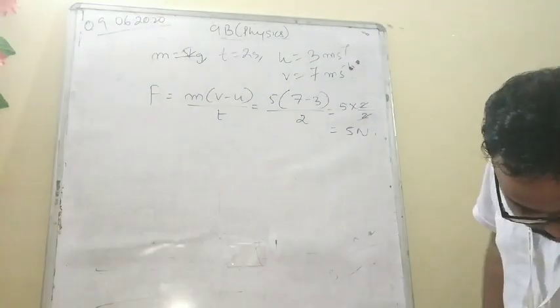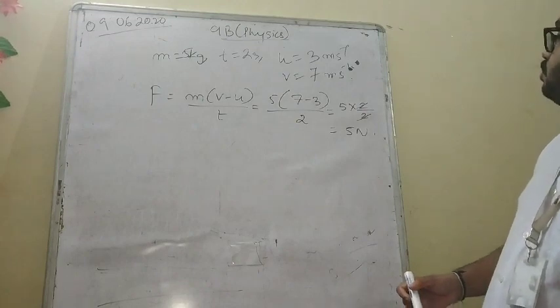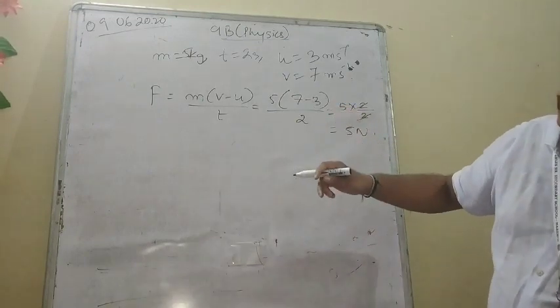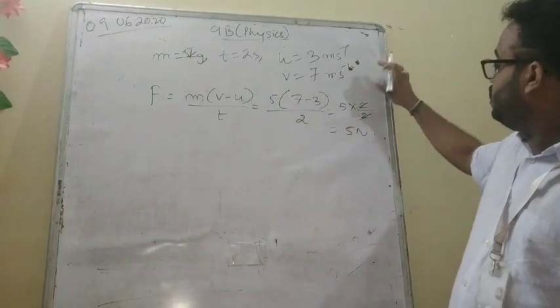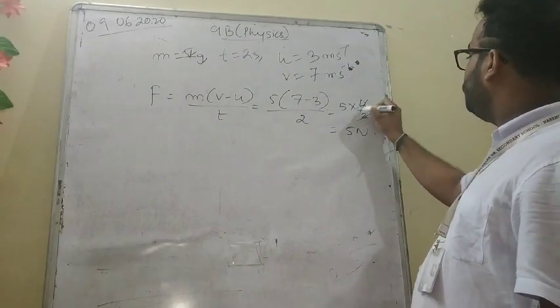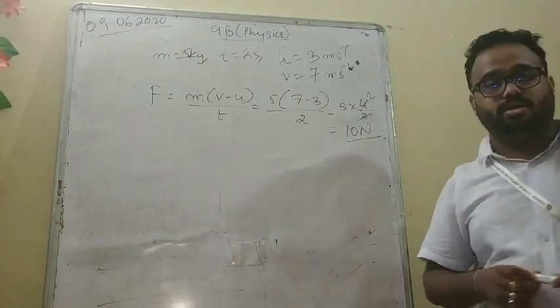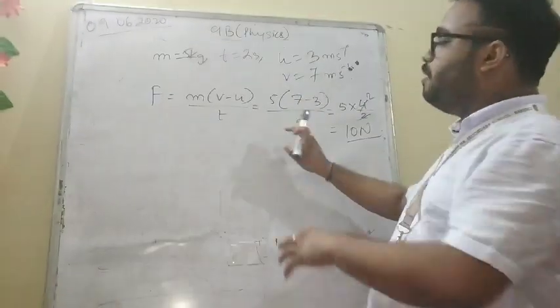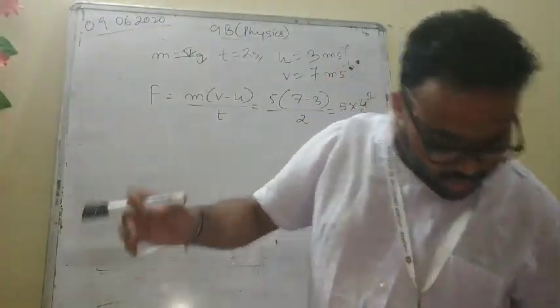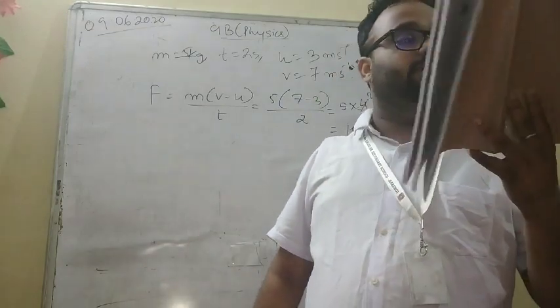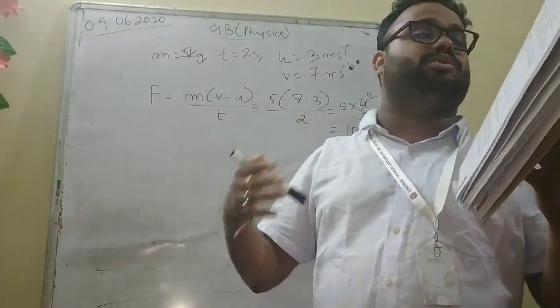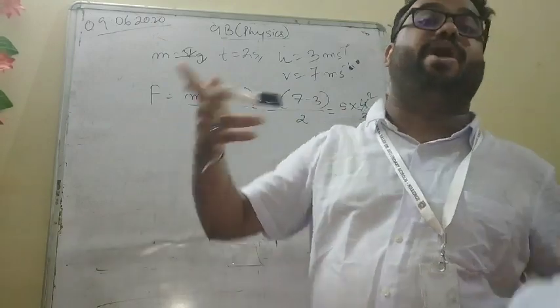F is equal to m(v minus u) by t. 7 minus 3 is 4, 4 divided by 2 is 2, and 5 times 2 is 10. So the answer is 10 Newton. The force acting on the object is 10 Newton. Further they have asked, find now if the force was applied for a duration of 5 seconds.